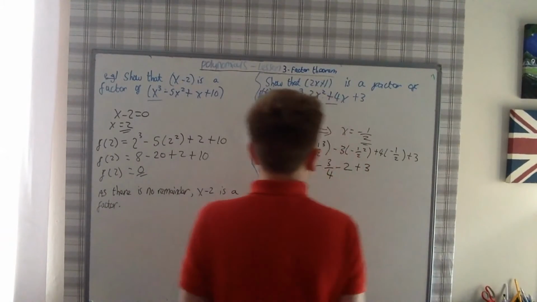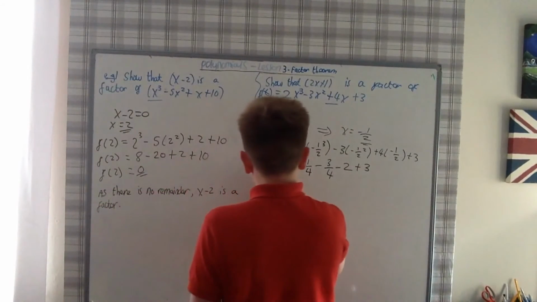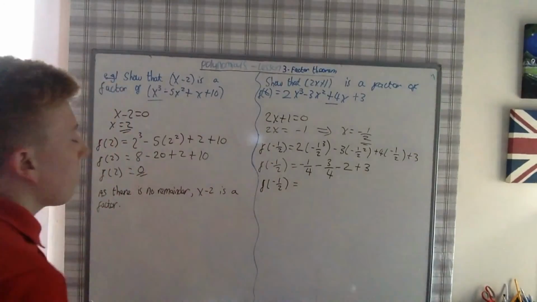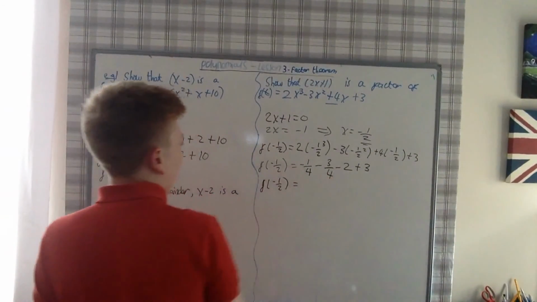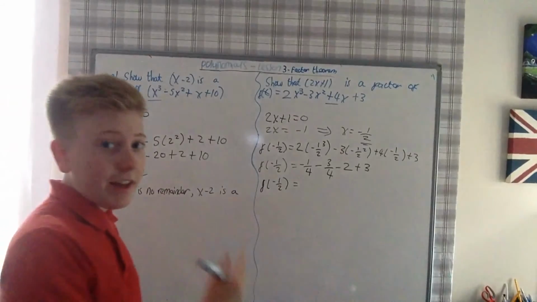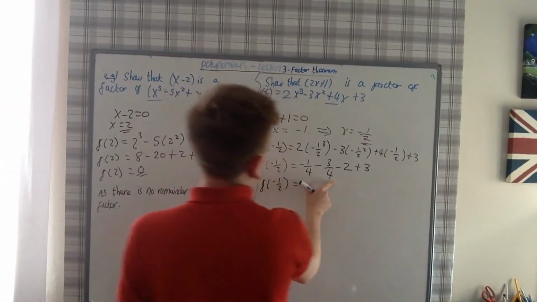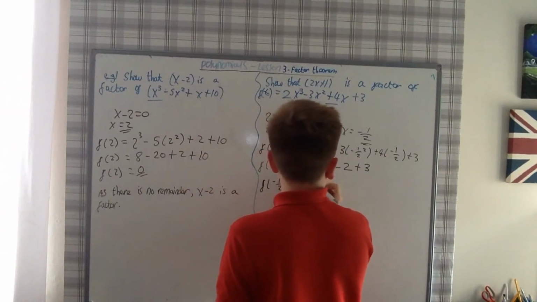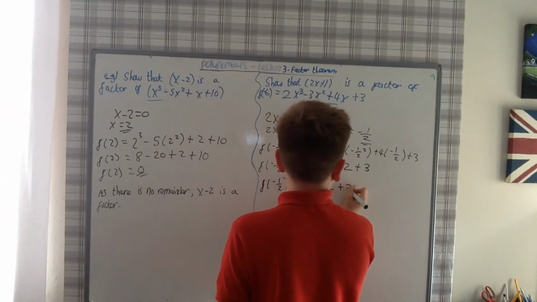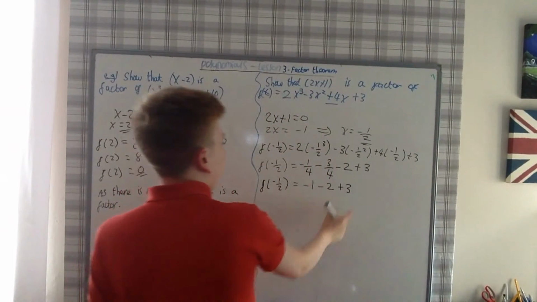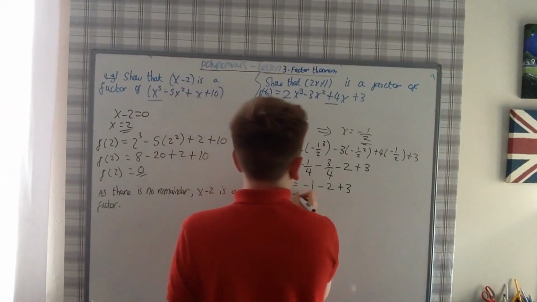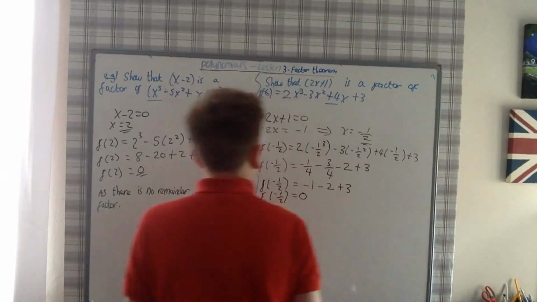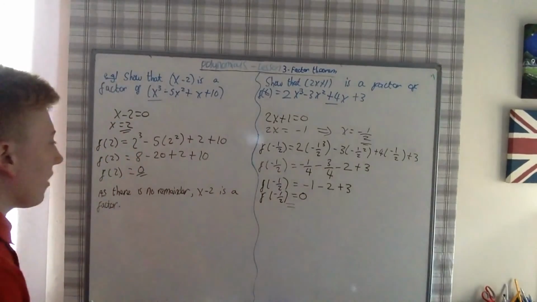Now, we could jump to the answer, but we have fractions, so I would now simplify the fractions out and then jump to the answer. So minus a quarter minus 3/4 is minus 4 over 4, so minus 1. Minus 2 plus 3. Minus 1 minus 2, that's minus 3. Minus 3 plus 3 indeed gives us 0. So there we've proved that that is the case.